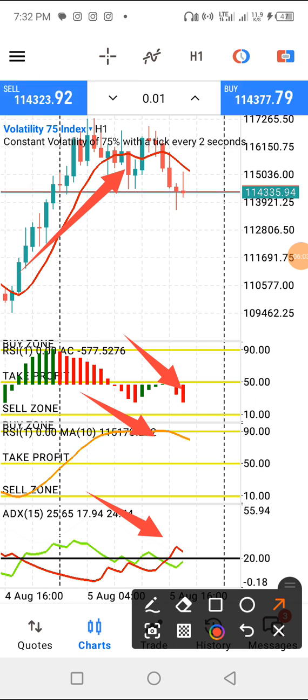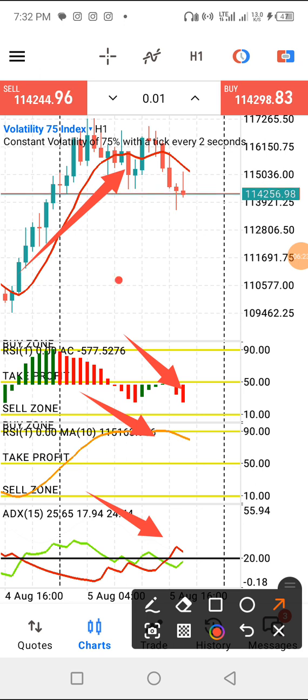Now, talking about the time frame to use, you can use from the 15 minutes time frame and upward. But mind you, the stronger the time frame, the higher the probability of price going towards your direction.